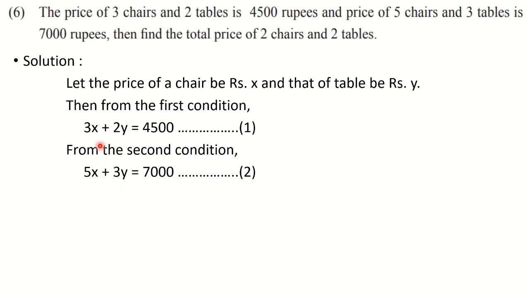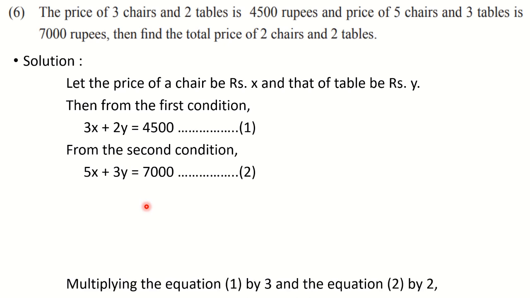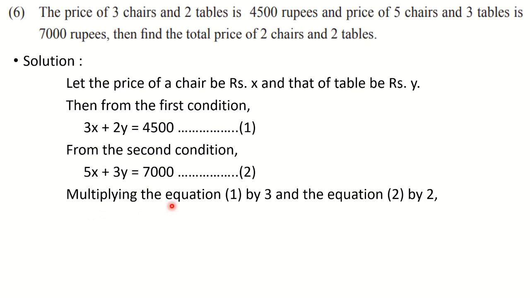So what we will do, we will multiply equation 1 by 3. So we will get 6y here. And here we will multiply equation 2 by 2. Okay. So let us write down that statement. Multiplying the equation 1 by 3 and the equation 2 by 2. Okay. So see, equation number I have written in brackets. That care you have to take.